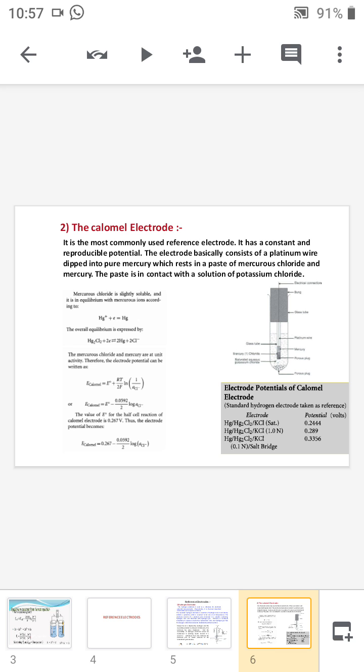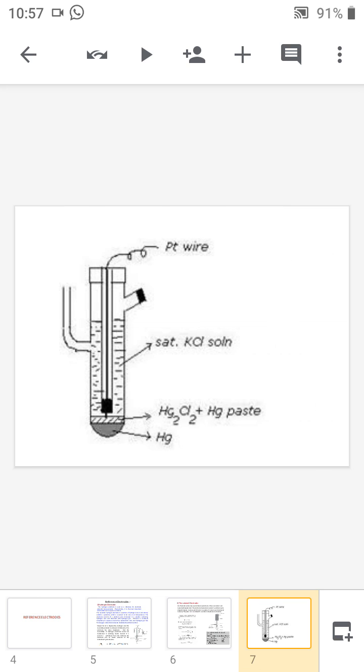So the symbolic representation of the calomel electrode is like this. At the bottom of the tube, we have mercury, and above that we have mercury chloride and mercury paste. Above that we have a solution of KCl. Depending upon the concentration of the KCl solution, the potential of the calomel electrode varies, and in the middle we can see a platinum wire. This is the representation of a calomel electrode.